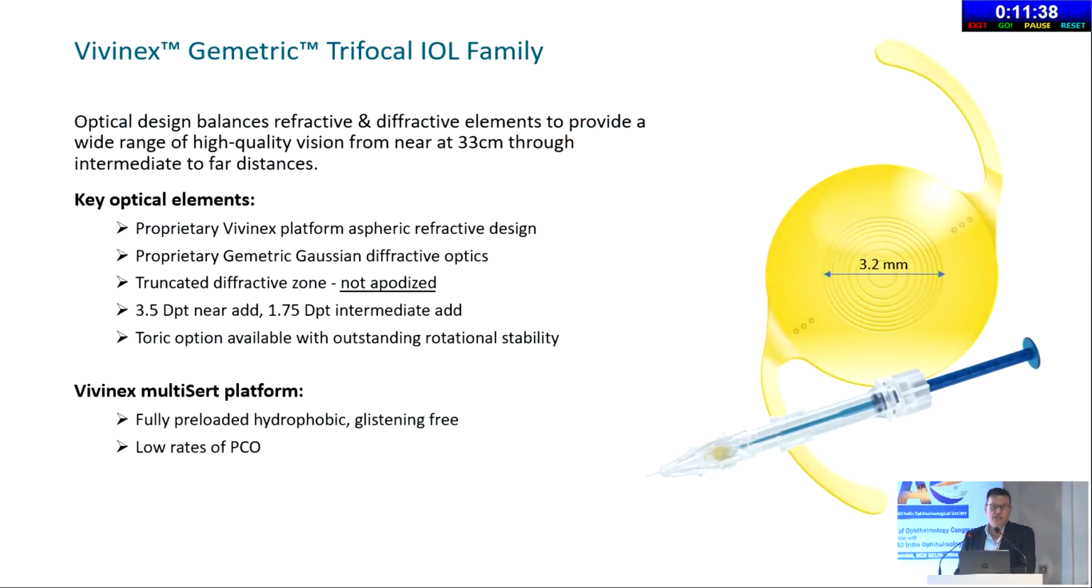I'm going to talk about the Vivinex geometric trifocal IOL family, which is one of the latest and greatest in our armamentarium. It is built on the Vivinex platform, which is a very established platform, and it has a non-apodized truncated refractive zone, and only in the middle, the 3.2 millimeter zone of this lens, you have the diffractive design. Outside of that is a refractive design, which makes it so that in dim light conditions, when driving a car and so on, there is less dysphotopsia and glare.